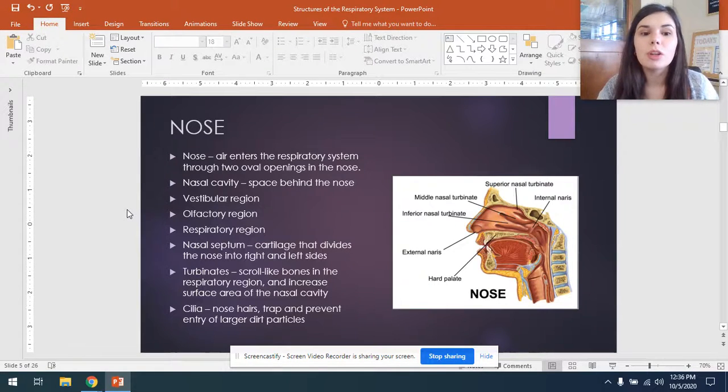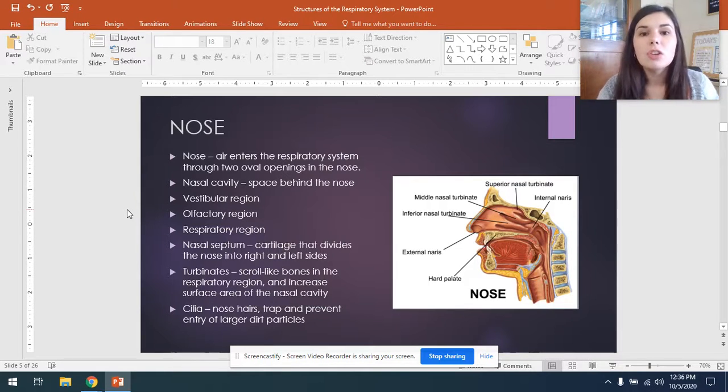So, of course, you know that your nose is on the front of your face and that's where we breathe air in. And it enters into the respiratory system through two oval openings in the nose called your nostrils. And the nasal cavity is just that space located directly behind your nose. You have a vestibular region and an olfactory region, as well as a respiratory region that make up the nose. The nasal septum is that cartilage piece that divides the nose into right and left sides.